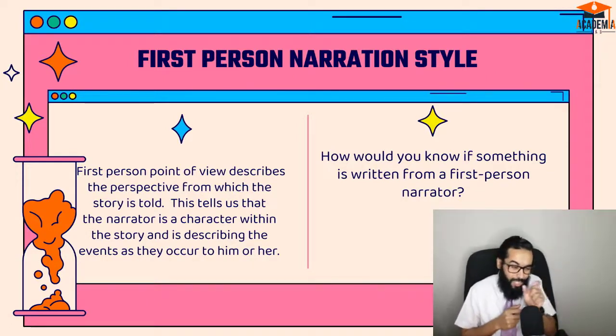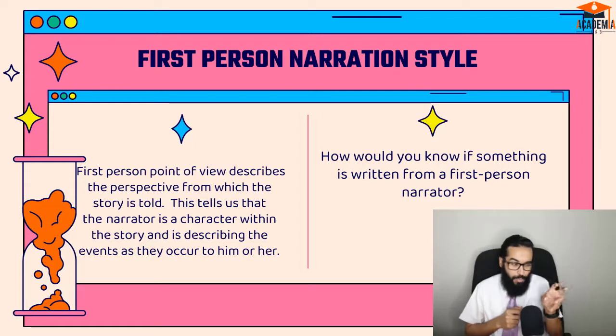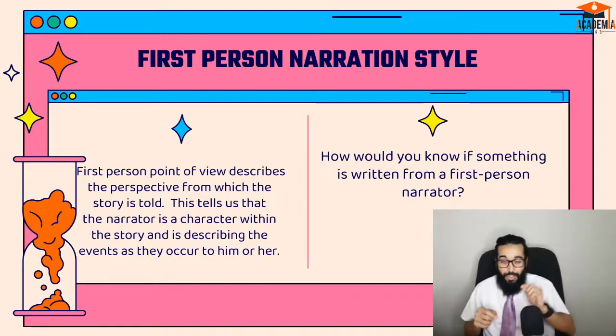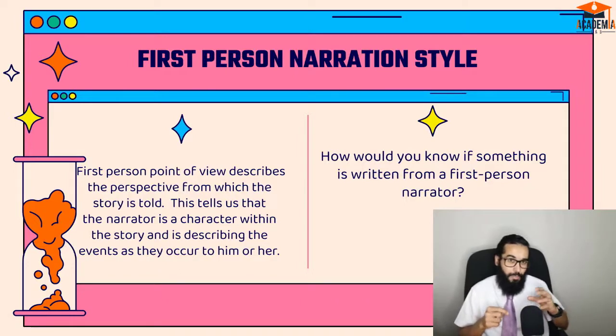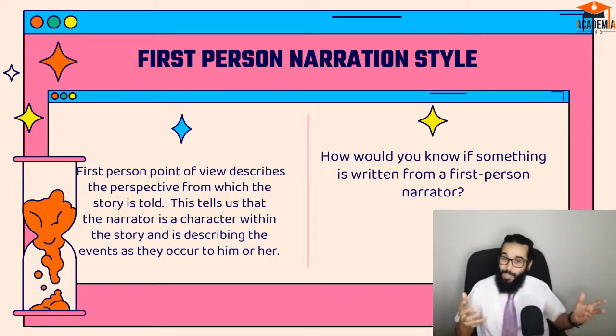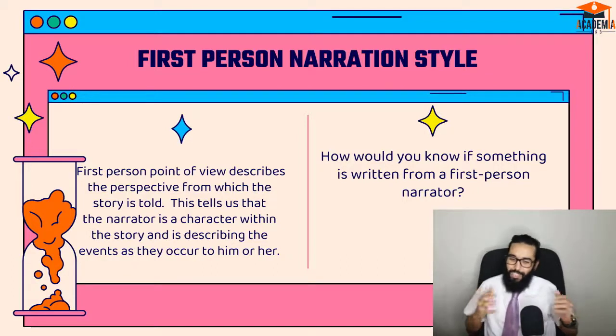There's something specific that we see in a text, and we can tell if it's a first person narrator. There is something specific that you can use as a writer, and it will tell us that it's a first person narrator. So what is that thing? How would you know if something is written from a first person narrator? Answer that question. Off you go.